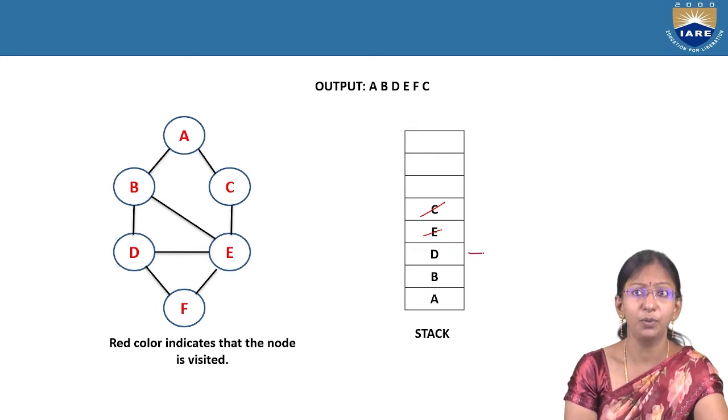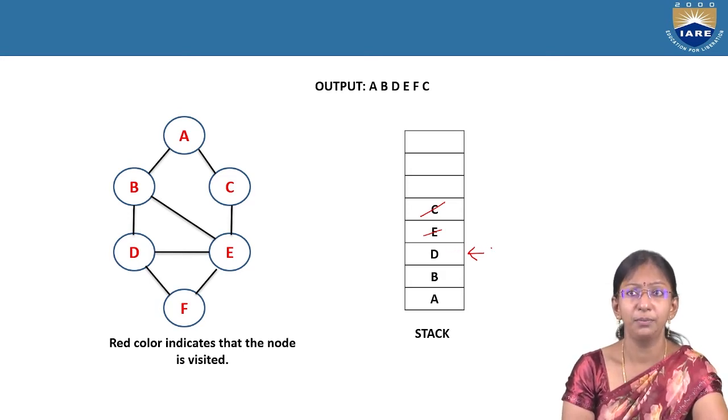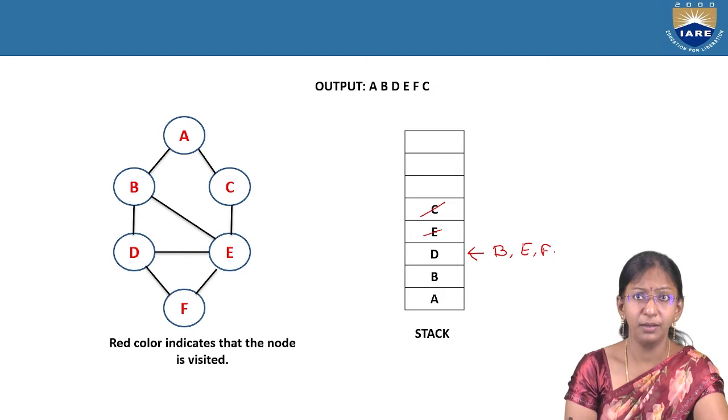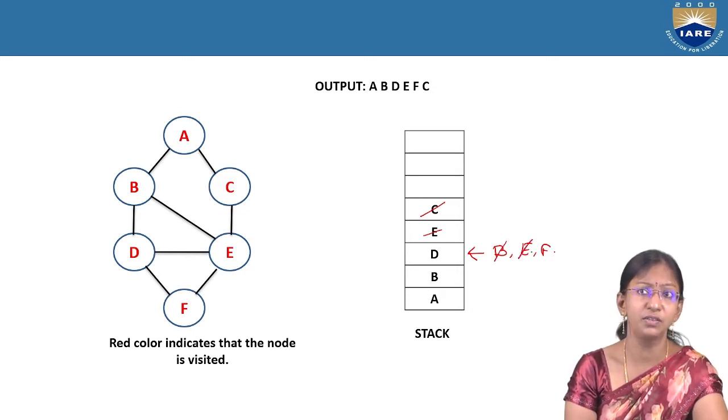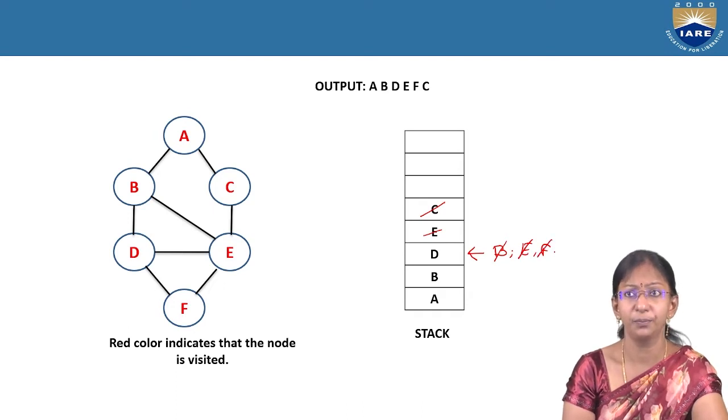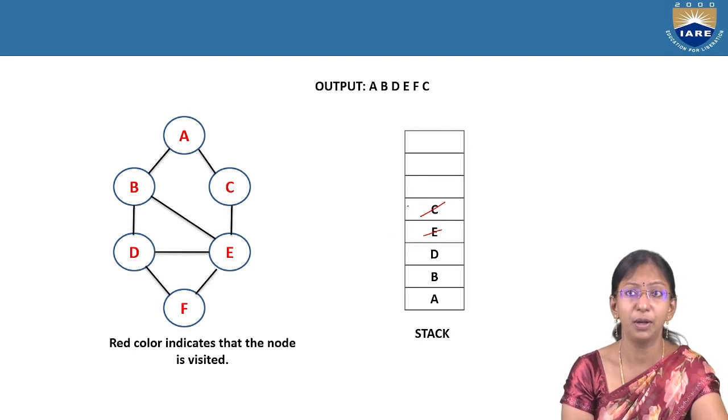Now on the top you have D. Who are all the neighbors of D? The neighbors are B, E, and F. So unvisited neighbors of D: B is visited, E is visited, even F is visited. As all these three are visited, again we need to take a hash step, which is to pop D from the stack. I'm going to pop it.